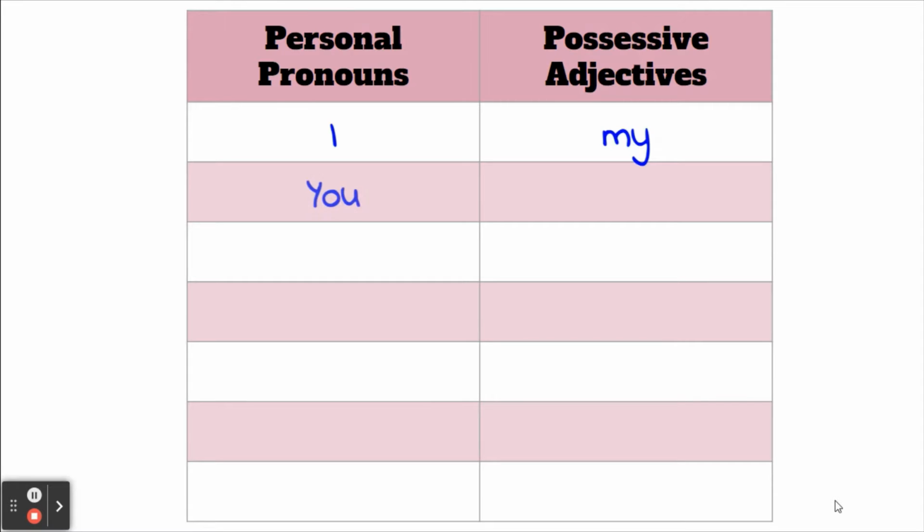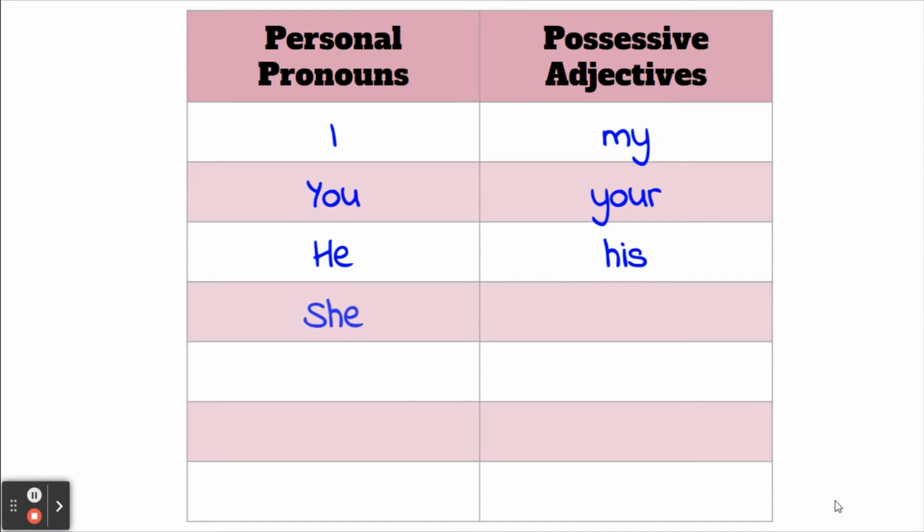The second person for the personal pronouns is you, and the possessive adjective is your. That is your book. Your book is on the table. Then we have he, and the possessive adjective that goes with that gender is his. That is a book. His book is on the table. He has a book. His book is on the table.